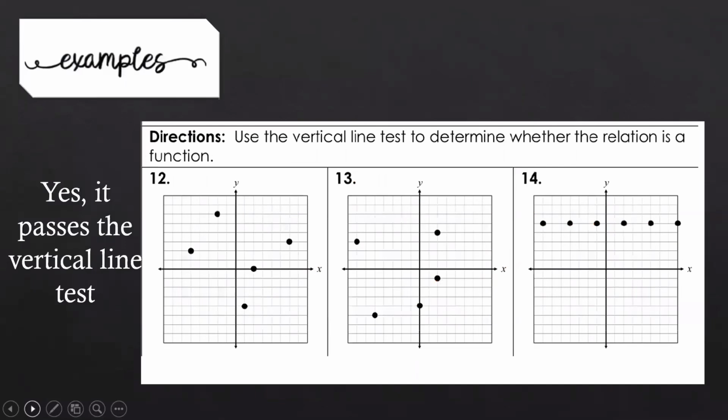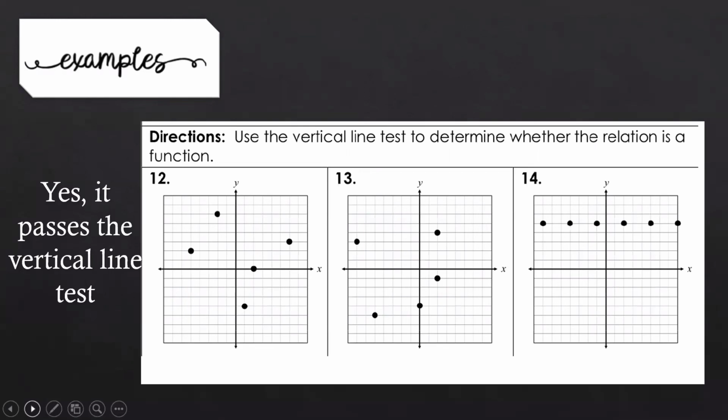Let's go see what that looks like. So look here. See how I drew a vertical line? Okay. I can draw another one here. No matter where I draw it, ladies and gentlemen, no matter where it comes in, it only touches one place. Look, it only touches once. That's how I know, yes, number 12 is a function because it passes the vertical line test.